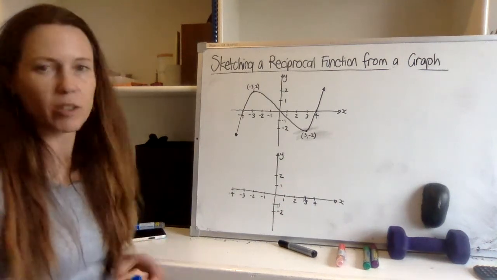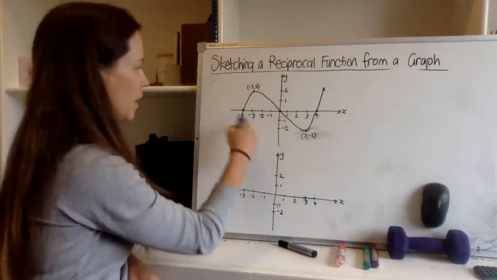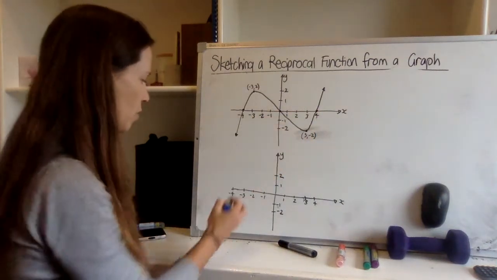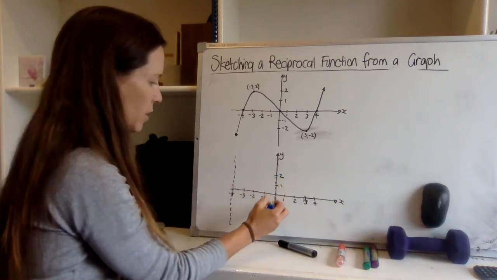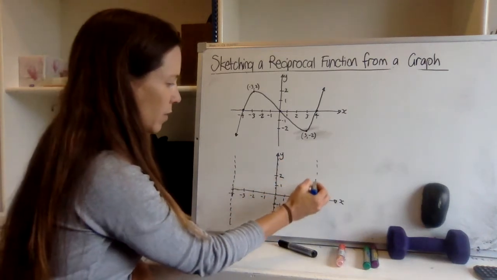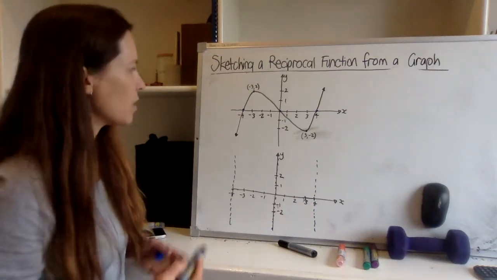Now, let's start by looking at what the zeros are on the original graph. So we've got zeros at -4, 0, and 4. So that tells us that we'll need a vertical asymptote on our reciprocal graph at all three of those x values. So that's quite straightforward. Then we can reason about a few things.